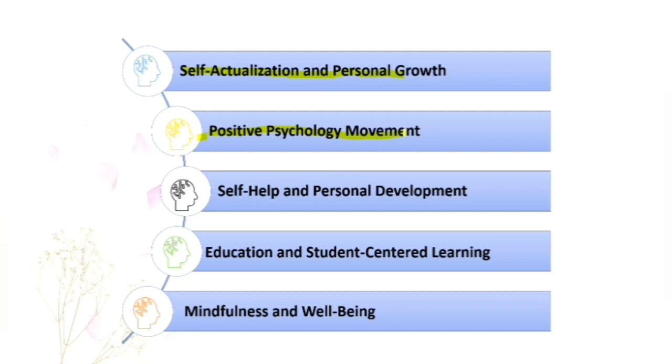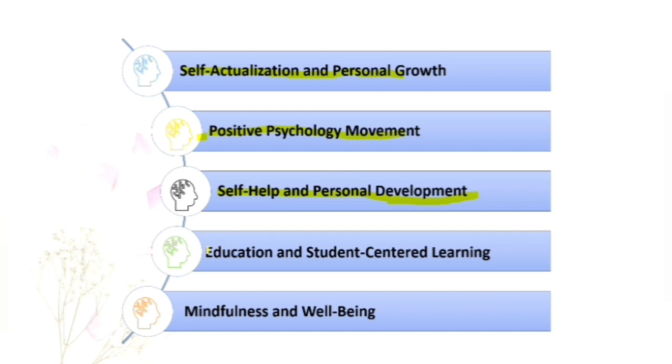Number two is the positive psychology movement. The field of positive psychology focuses on well-being, strengths, and the promotion of positive mental health, and draws inspiration from Maslow's ideas. Researchers and practitioners emphasize happiness, gratitude, and meaning in life. Now, the third point is self help and personal development. The self help industry is flourishing with countless books, seminars, and online resources designed to help individuals achieve their goals, overcome challenges, and lead more meaningful lives. These often incorporate principles of Maslow's theory.